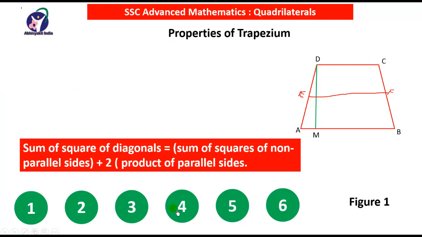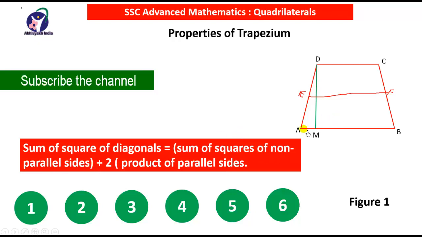Then the fourth is the sum of the squares of the diagonals. If AC is a diagonal and BD is a diagonal, denoted by D1 and D2 respectively, then D1 square plus D2 square will be equal to the sum of the squares of the non-parallel sides, that is AD square plus BC square, plus twice the product of the parallel sides, that is AB into DC.